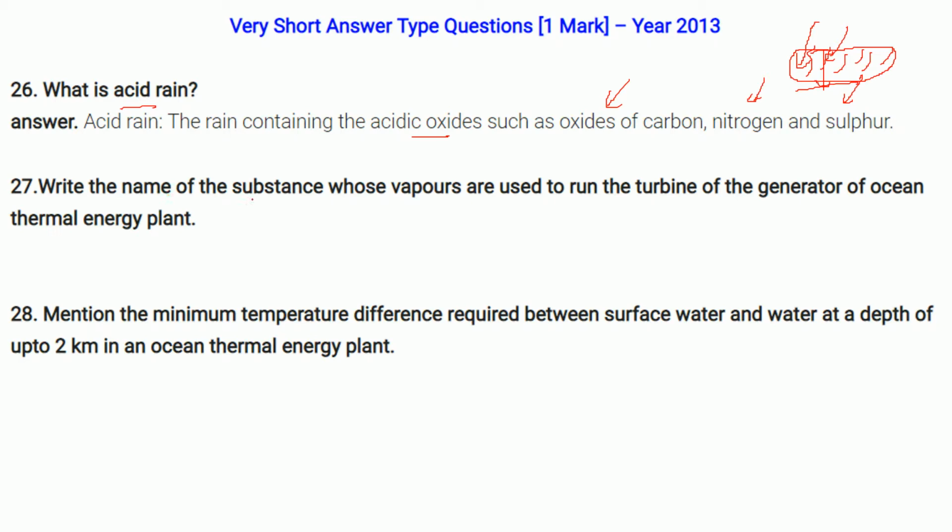Write the name of the substance whose vapors are used to run the turbine of the generator of an ocean thermal energy plant. It is ammonia. This is the substance name.